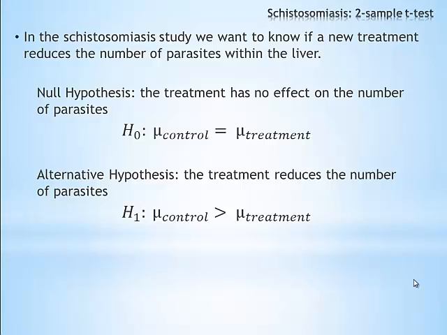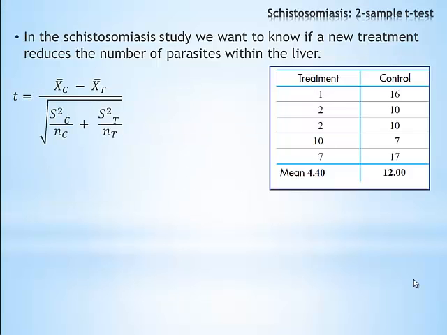The alternative hypothesis, our research hypothesis, what we hope to prove, is that the treatment reduces the number of parasites existing in the liver. In other words, H1, sometimes written HA, is that the mean of the control is greater than the mean of the treatment. Once we state our null and alternative hypothesis, we get a sample of mice.